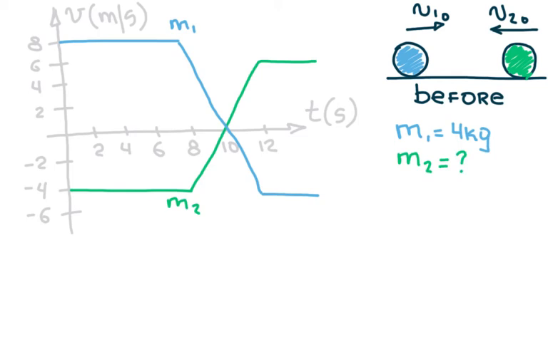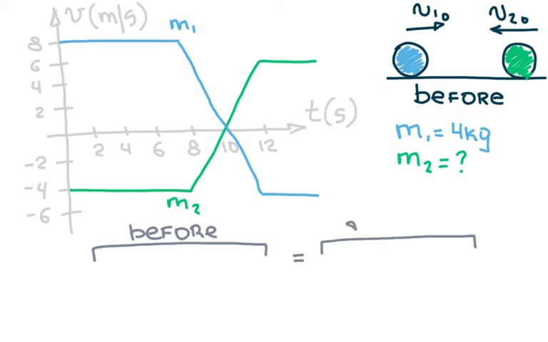So I'm going to do the conservation of momentum. Momentum before is equal to momentum after. Momentum before, I have mass 1 moving with velocity 1 initial plus M2 moving with velocity 2 initial. And after the collision, they're still not stuck together, so there's still 2 of them. So it's going to be M1 V1, different velocity, plus M2 V2.